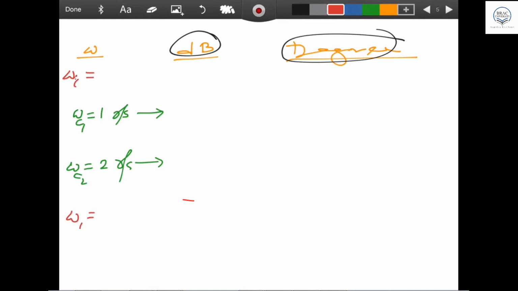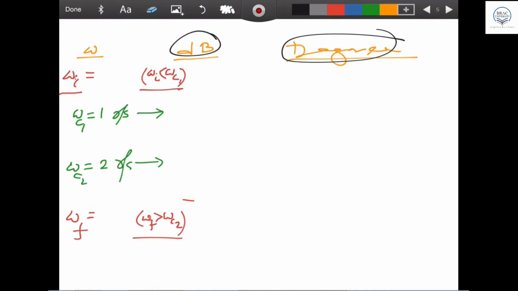You have to consider omega I in such a way that omega I must be less than omega C1. This is a condition. And omega F must be greater than omega C2. This is a condition. Omega I must be less than the lowest corner frequency. If there is another one, let's say omega C3, but lowest corner frequency, highest corner frequency. So it must be less than the lowest corner frequency, and omega F must be higher than the highest corner frequency. This is the way you have to consider.